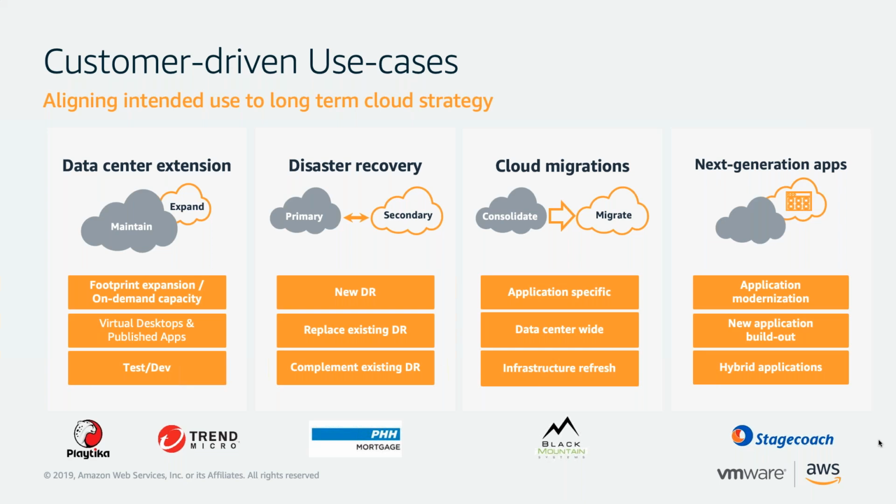For disaster recovery, it's a great use case where customers no longer want to maintain a secondary site. They can use VMware Cloud on AWS to complement their existing DR solution, replace their existing solution, or create a new DR solution. And PHP Mortgage is another customer who didn't want to remain in their secondary DR site, and within a very short space of time, I think it was about a week, we were able to migrate over 300 workloads from their DR site onto VMware Cloud on AWS.